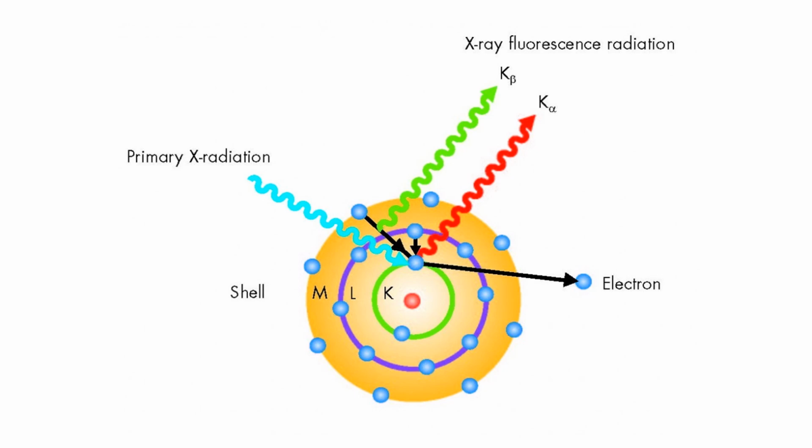X-ray fluorescence, XRF. XRF is a non-destructive technique that uses X-rays to excite the inner shell electrons of atoms in a sample, causing them to emit characteristic X-ray fluorescence. The energy and intensity of these emitted X-rays are used to identify and quantify the elements present.